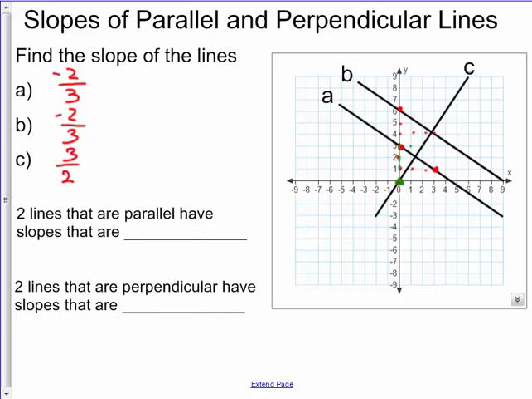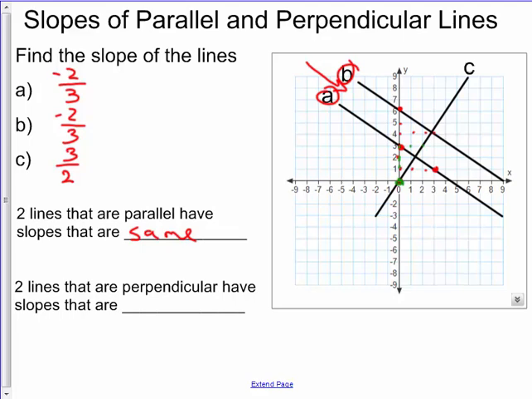So what would we say? Parallel lines never intersect. So 2 lines that are parallel have slopes that are the same. Notice the slopes are negative 2/3 and negative 2/3. C and B, and C and A, those lines are perpendicular.